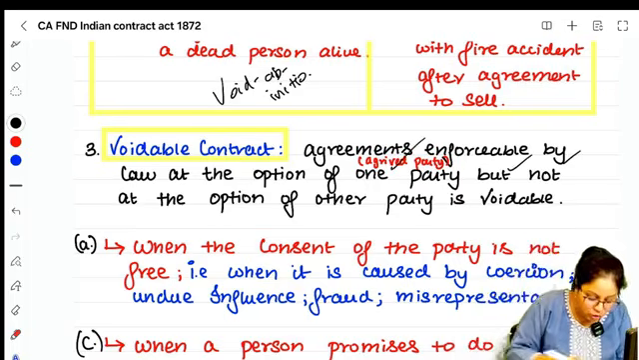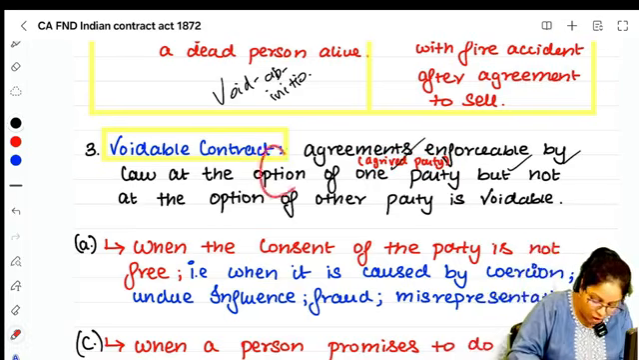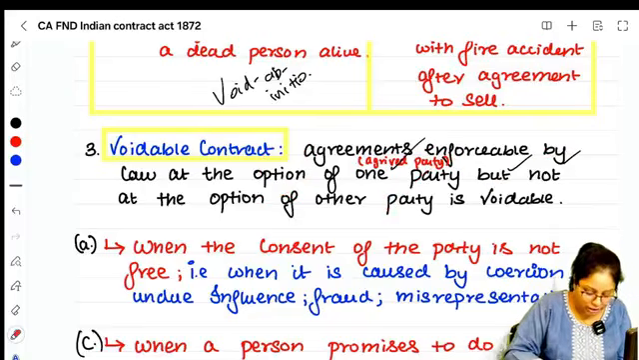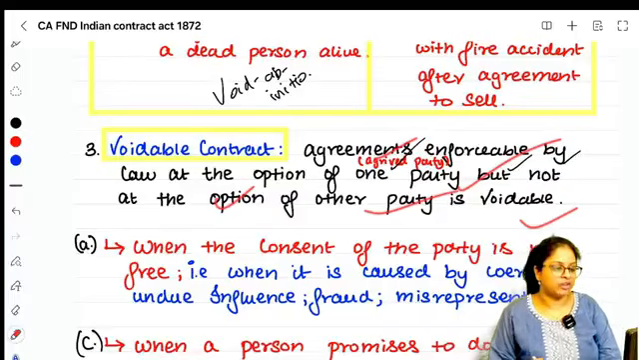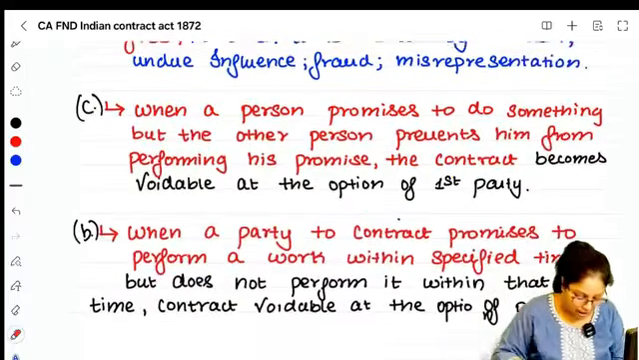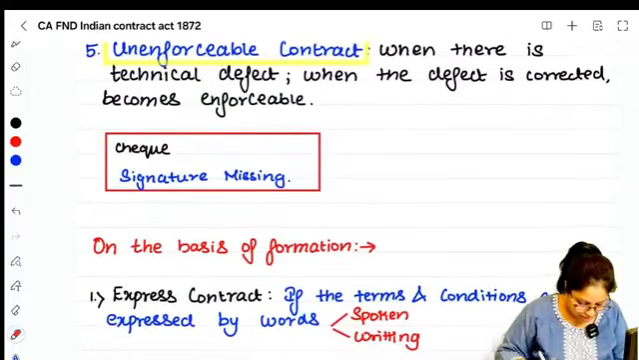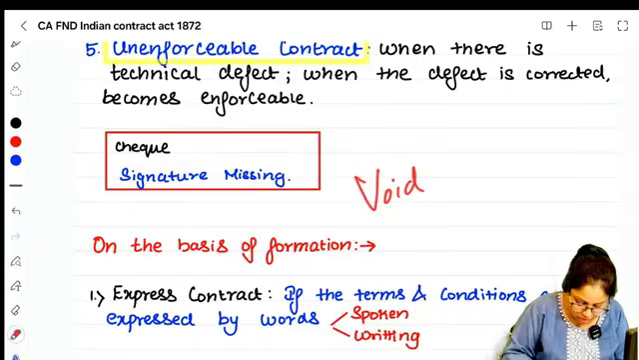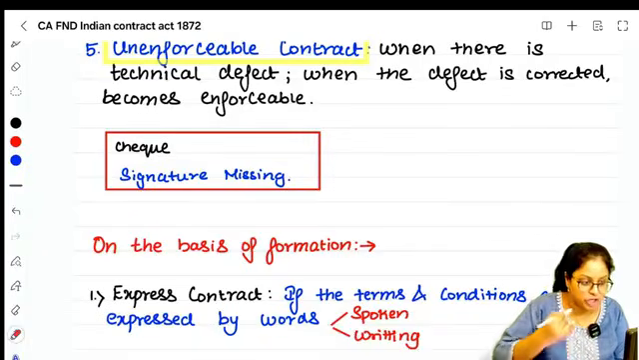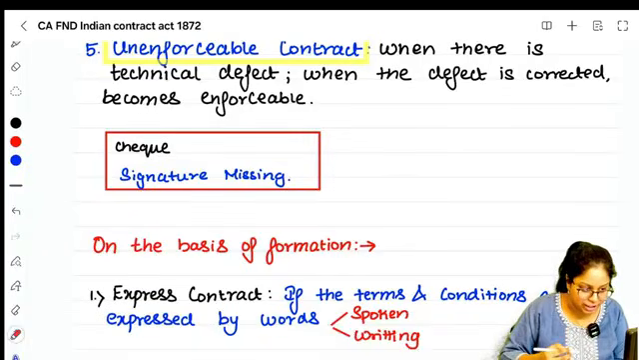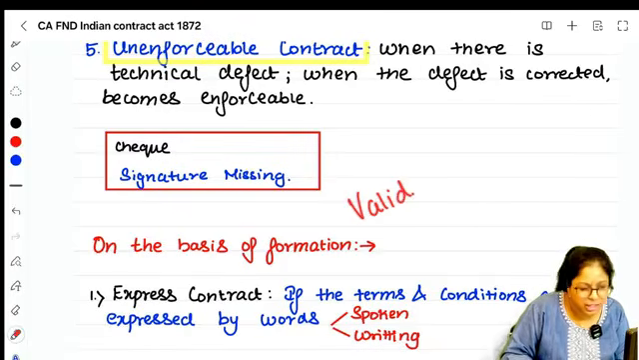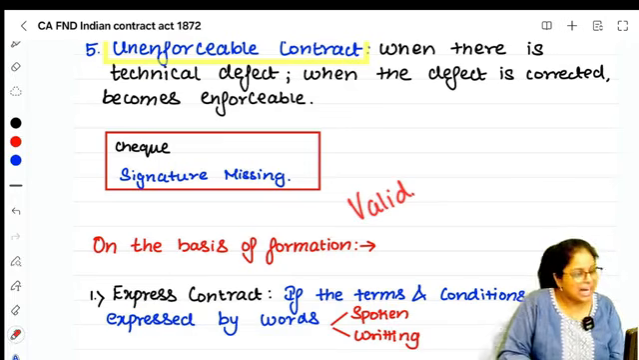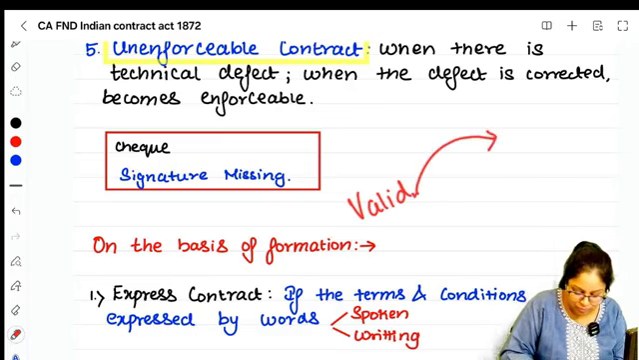Agreements which are enforceable by law at the option of one, but not at the option of the other. So that voidable contract, the contract which was entered by coercion, undue influence, fraud, misrepresentation, mistake, will remain valid till the aggrieved party goes to the court. The moment the aggrieved party goes to the court and tells that the consent was not free, what will the valid contract become?